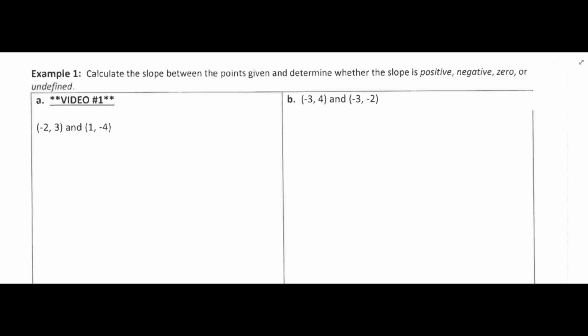In this video, we're going to continue our review of slope and parallel slopes and perpendicular slopes. So we're going to look at example 1, part A. It says calculate the slope between the points given and determine whether the slope is positive, negative, 0, or undefined.